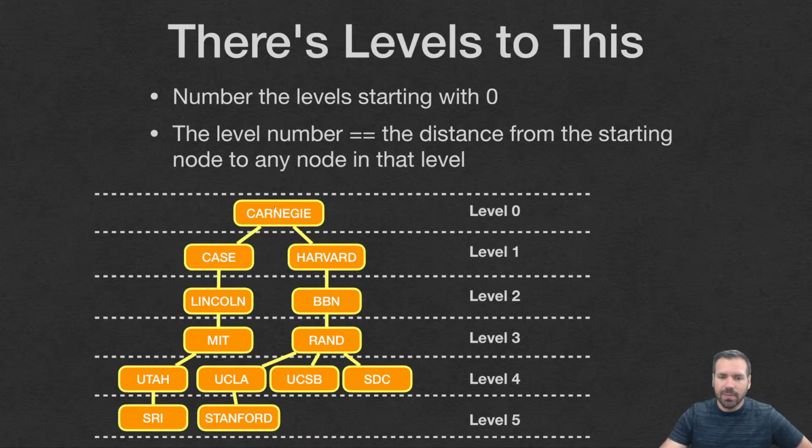So to get from Carnegie to MIT, we have a path going from Case, Lincoln, MIT. And remember when we skipped an edge, Lincoln and BBN were fighting over MIT. If we changed this and got rid of this edge and instead used the BBN, we go Carnegie, Harvard, BBN, MIT. That's fine, but MIT is still distance 3 from Carnegie. Both those paths are length 3.